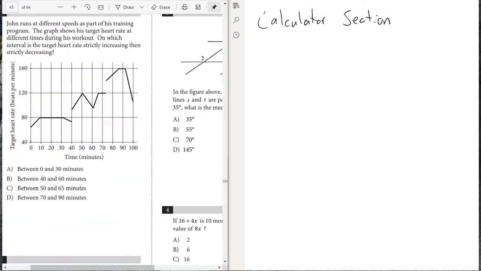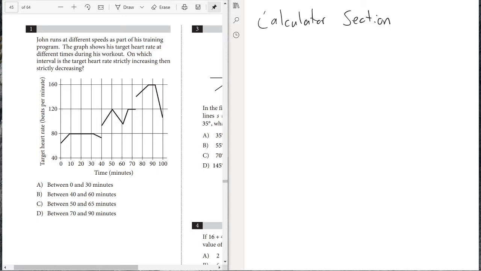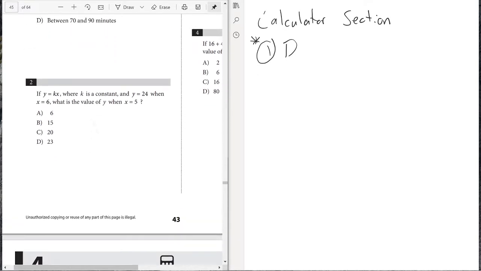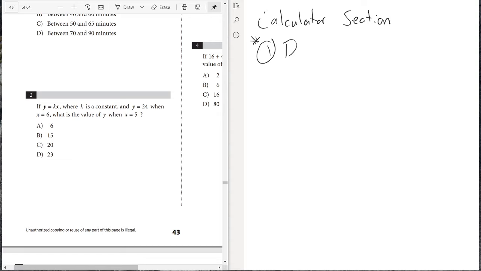Number one, I'm going to scroll in here. John runs... target heart rate. Okay, on which interval is the target heart rate strictly increasing, then strictly decreasing? Between 0 and 30? Nope. 40 and 60? Nope. 50 and 65? Nope. 70 and 90? Well, it's staying the same from there, so I would say D so far, but I'm going to come back to that one. It's a rough problem for a number one. I normally skip those sorts of long ones, but I forgot to skip it.